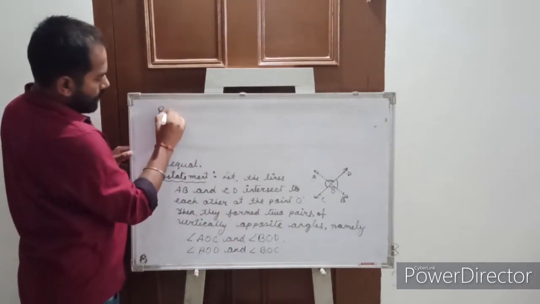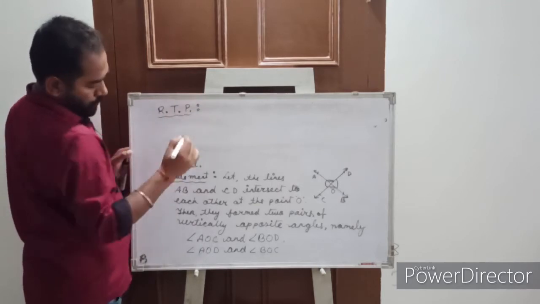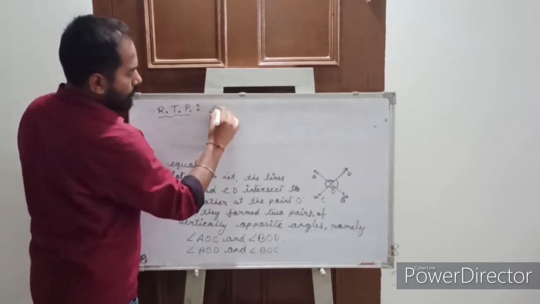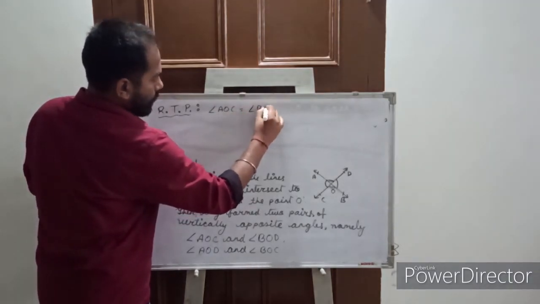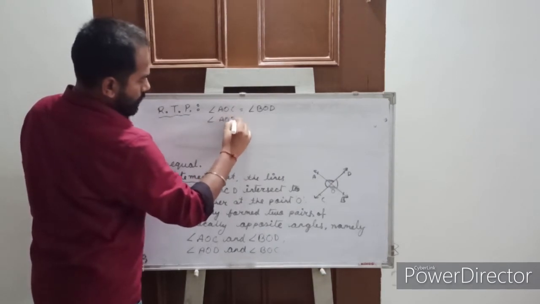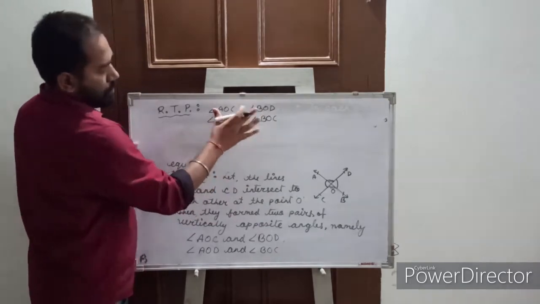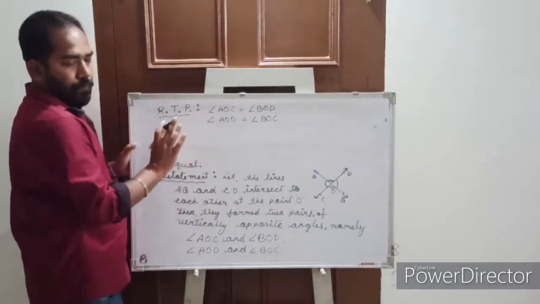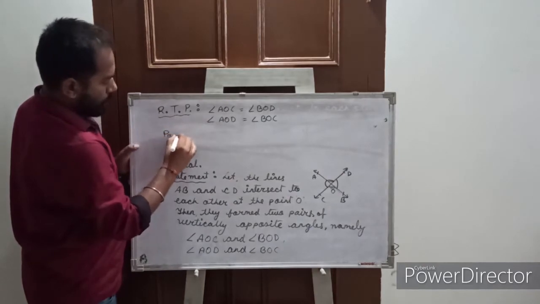So here we should write RTP, that means required to prove. What is required to prove now? That angle AOC is equal to angle BOD and angle AOD is equal to angle BOC. This one we are going to prove. So let's start the proof part.